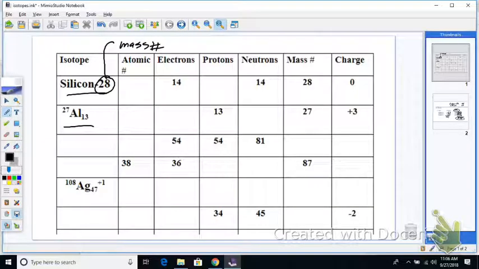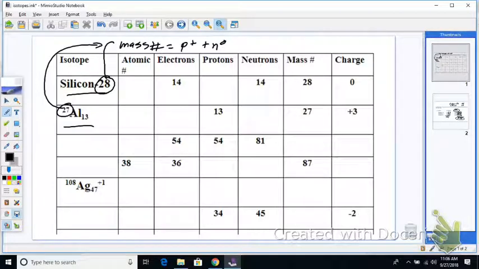Okay? Where's it on this one? Top left. This is the mass number. And so the mass number is, remember what's that? It's equal to protons plus neutrons. Okay, so that's the mass number.